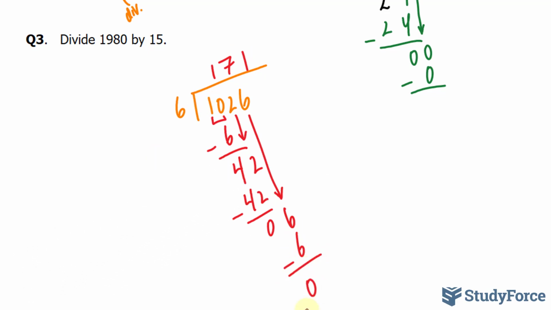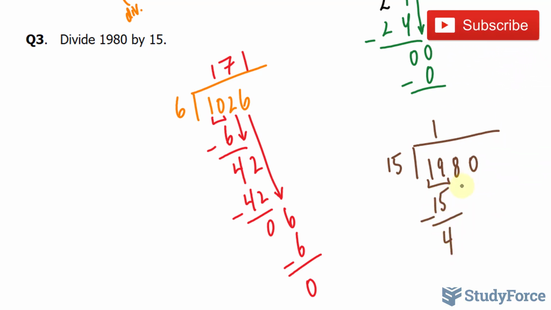In our last question, we want to divide 1980 by 15. For the first time, we have a divisor that is double digits, 15. 1980 goes inside here. 15 does not fit into 1, so we'll group these two numbers together. But 15 does fit into 19 once. 1 times 15 is 15. Subtracting these two gives us 4.